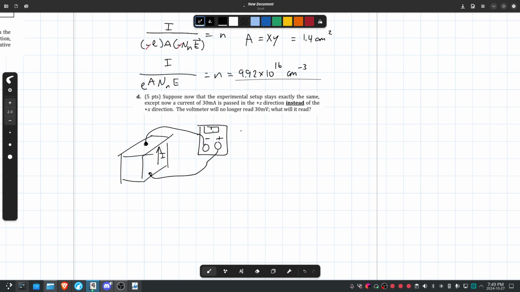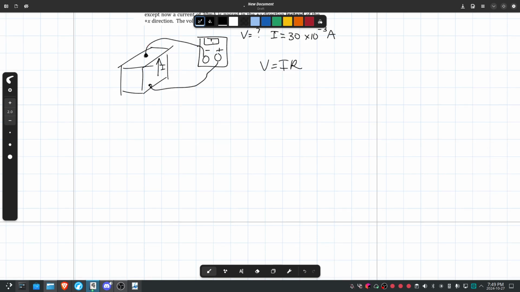Okay, so we're trying to find V. V is equal to what? And the current we know, so it's 30 milliamps. And once again, we're going to write that in SI. Now, what relates voltage and current? Ohm's law. Sorry, that's a bad R. V is equal to IR.